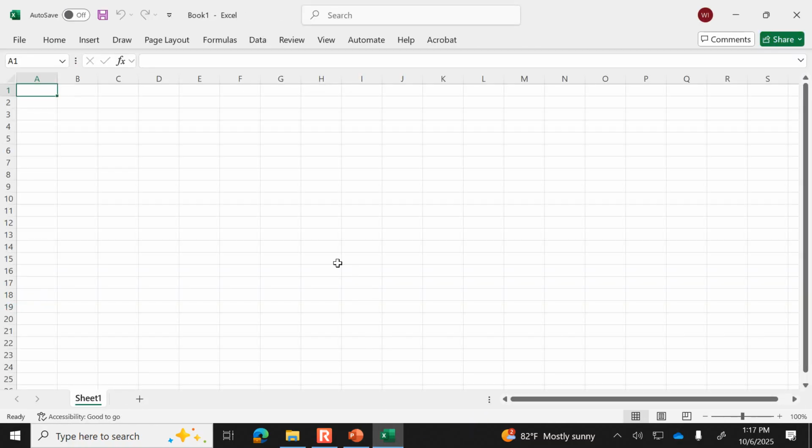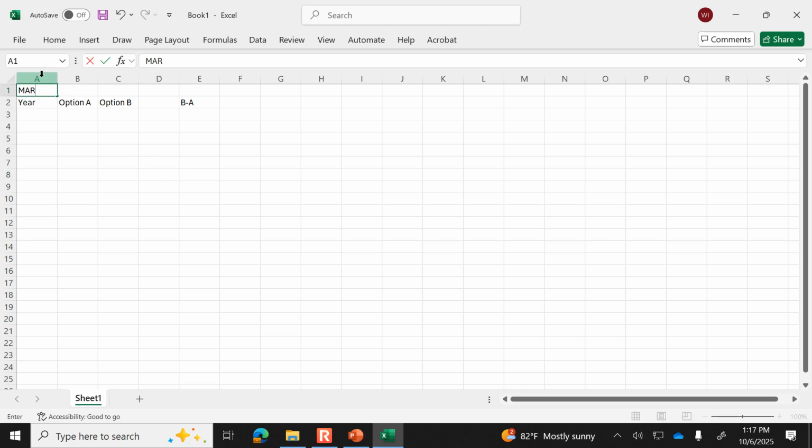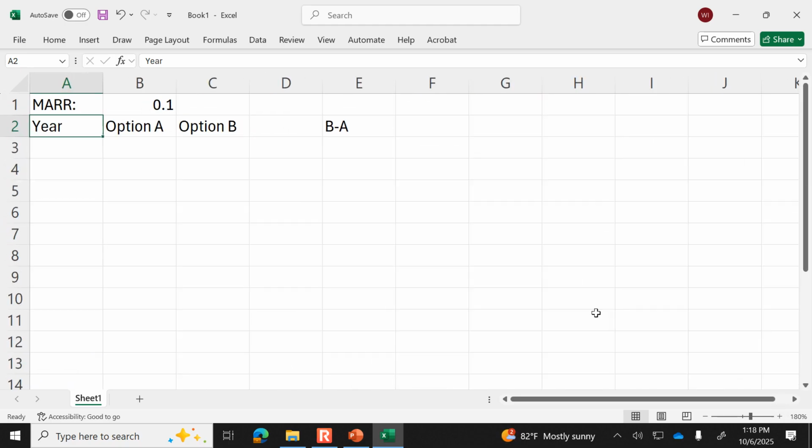All right, so let's put this together here. There's year, option A, option B, and then I'm going to find out B minus A. And then I'm also going to put in the MARR. So the MARR is 10%, so 0.1. Let me zoom in a bit to make that easier to see. All right, so we've got year 0, 1, 2, 3, and 4. This is a short time horizon here.